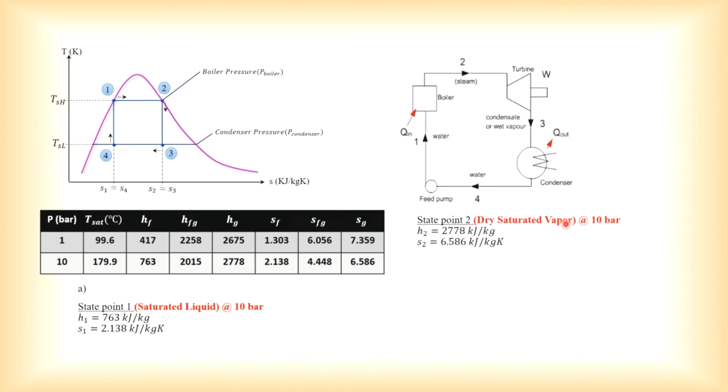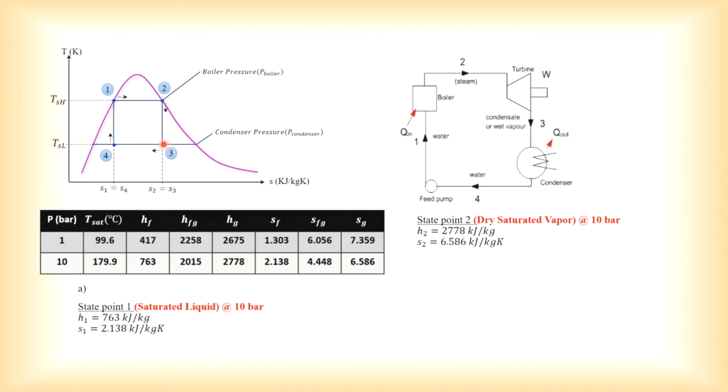Point 2 is dry saturated vapor at this pressure, that is 10 bar. So we refer to 10 bar here again, but this time it is dry saturated, so it refers to Hg and Sg only. So H2 is equal to your Hg at 10 bar, which is 2778. And S2 is your Sg, 6.586. Okay, point 2 is dry saturated.